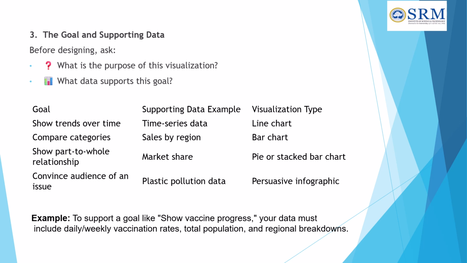If the goal is to persuade the audience about an issue like plastic pollution, a persuasive infographic with clear facts and visuals will work well. For instance, to show vaccine progress, you'd use data on vaccination rates over time, population totals, and regional details to create a meaningful visualization.